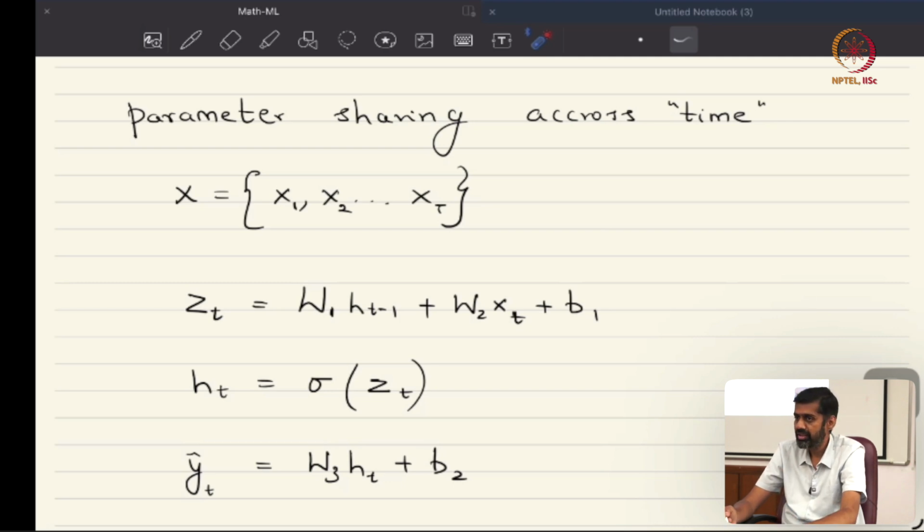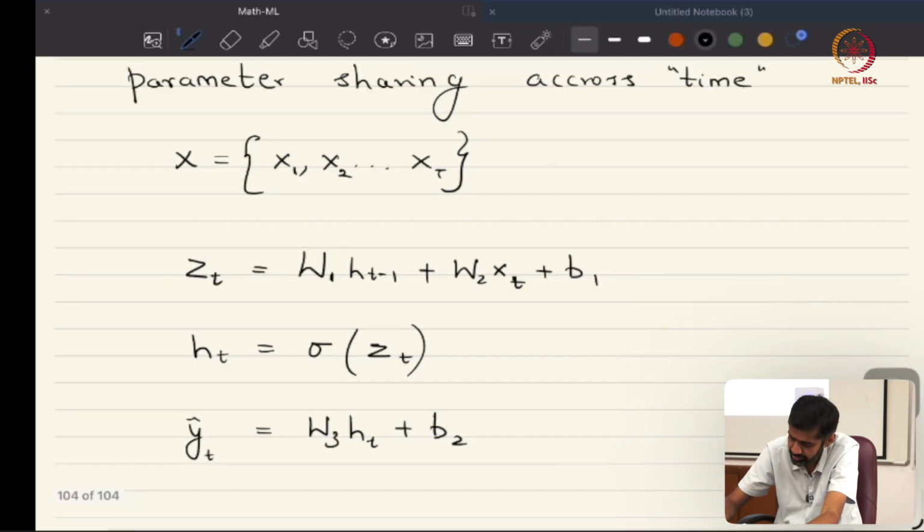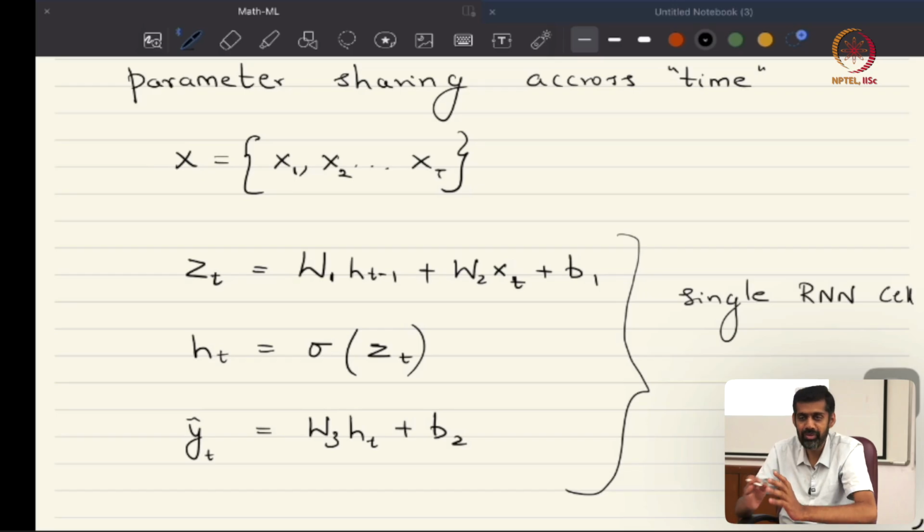Does it make sense? Okay, so this is sometimes referred to as a single RNN cell. If you look at some of the descriptions in textbooks, they call this a single RNN cell. So, what's happening here?